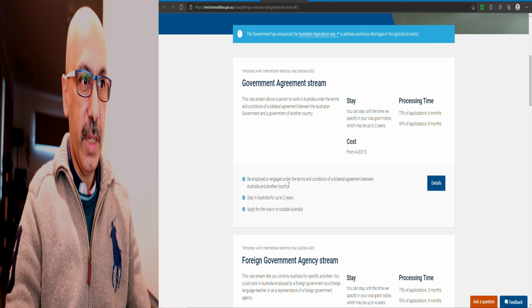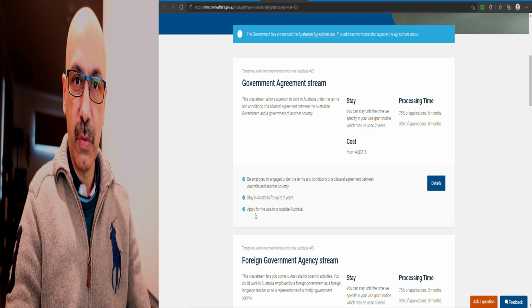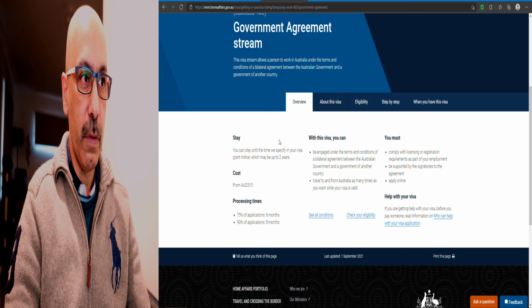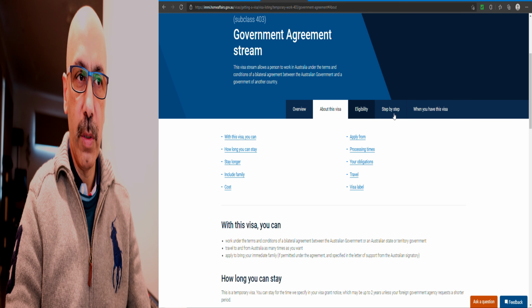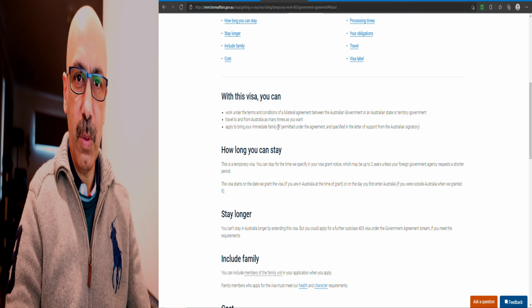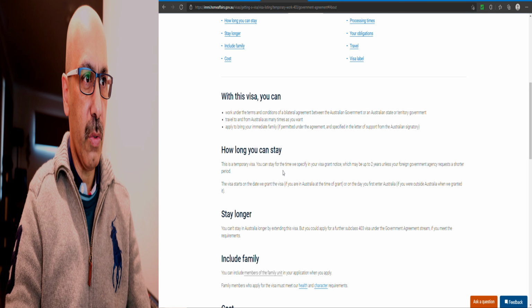So you must be employed or engaged under the terms and conditions of a bilateral agreement between Australia and another country, stay in Australia for up to 2 years, and apply for the visa in or outside Australia. Let's go on to the details. Here let's look at the overview. Some of the details I have read to you before, so I will not read them again. Let's look at this one about this visa. Again, I have read this to you before, so I'm not going to read it again. How long you can stay, I have given you that information as well.